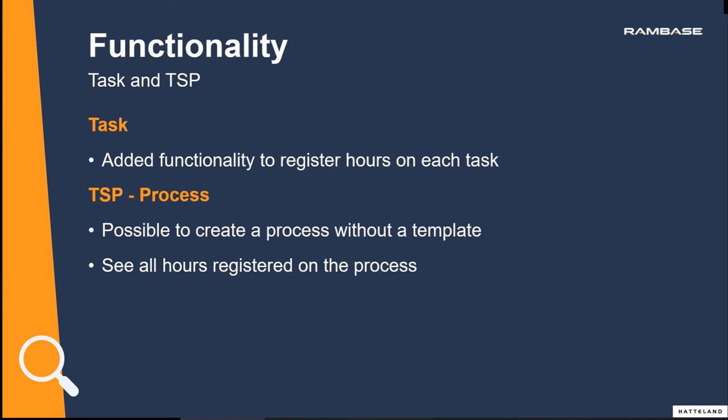So what has been done in the task application is that we have added functionality to register hours on tasks. In addition, we have created the task processes, where you have an overview of all processes in your company. Here you will also have an overview of the total amount of hours used on each process. In addition, you can create a task process from scratch. We don't need to first create a template to create the process. So I will show you these changes in RamBase.